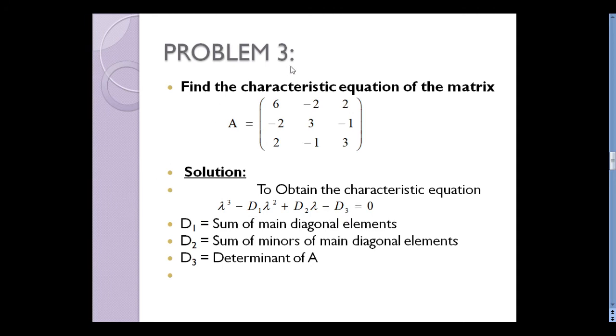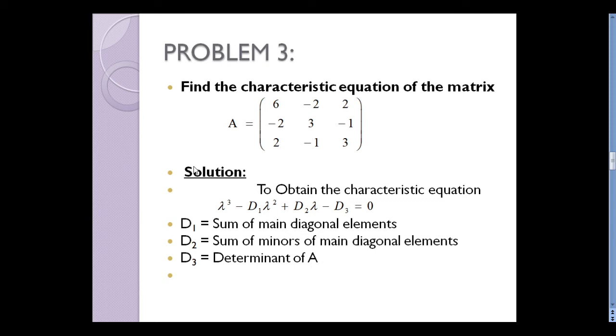Now we will see problem 3. Find the characteristic equation of the matrix A equal to 6, minus 2, 2, minus 2, 3, minus 1, 2, minus 1, 3. Now, to obtain the characteristic equation for a 3 cross 3 matrix, we can use lambda cube minus d1 lambda square plus d2 lambda minus d3 equal to 0, where d1 is the sum of main diagonal elements, d2 is the sum of minors of main diagonal elements, and d3 is the determinant of A.